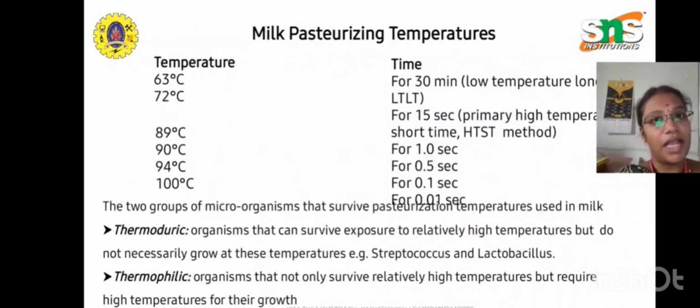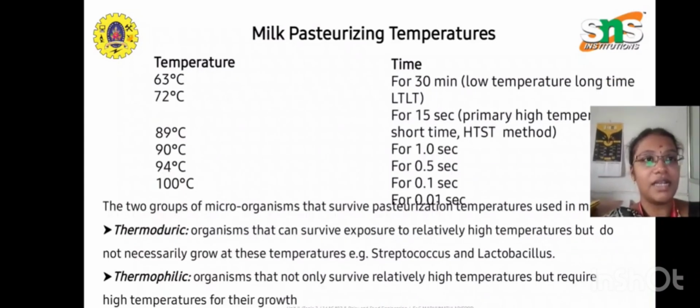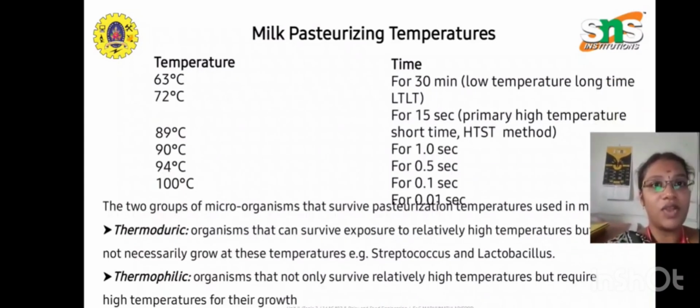As I already told, what are the milk pasteurizing temperatures? There are various time temperature combinations at which milk is pasteurized, where two groups of microorganisms that survive pasteurization temperatures are found in milk. The temperatures are like 63 degrees Celsius, done for 30 minutes, which we call the LTLT method of pasteurization.